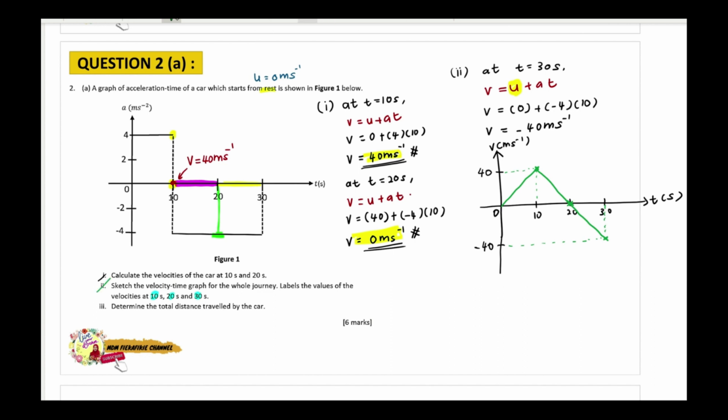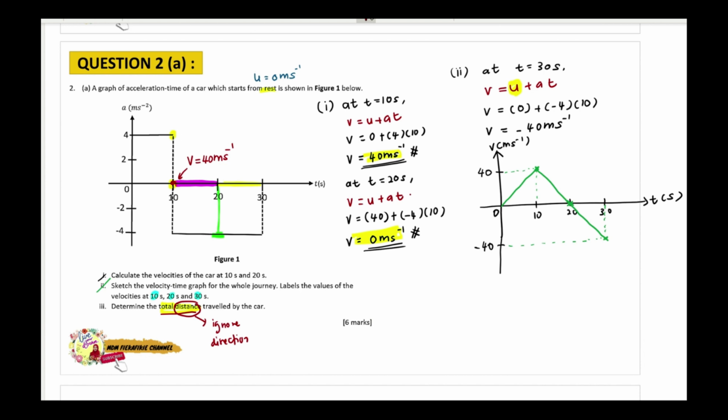Determine the total distance. Remember, the total distance ataupun total displacement. Baca soalan betul-betul. So, kali ini kita nak kira total distance. Means that we need to calculate the area under the graph, and then bila you calculate area under the graph, you need to ignore the negative sign of the velocity. Ignore direction. Sebab negative sign of the velocity adalah direction, right?